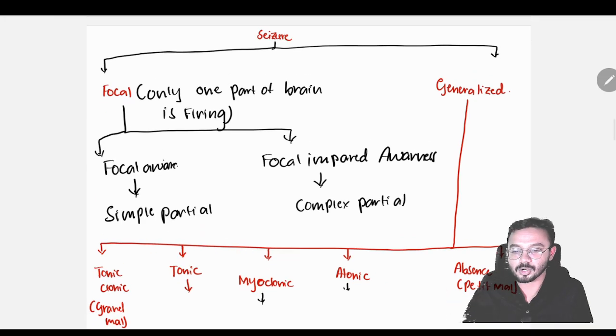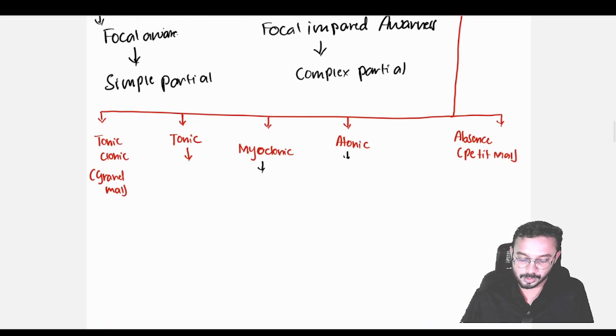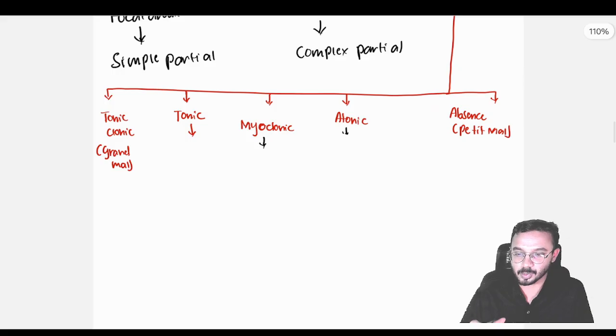And in generalized, whole body, generalized is divided into these many types: absence, atonic, myoclonic, tonic, myotonic, clonic, and all.